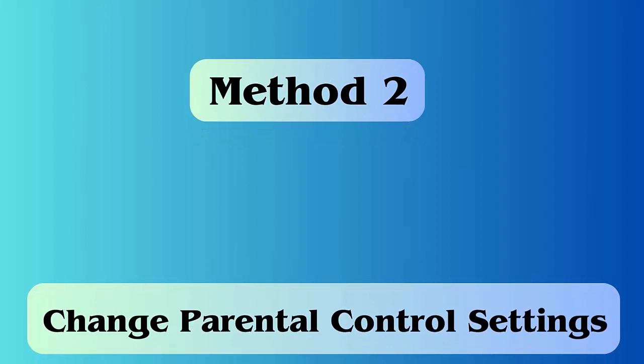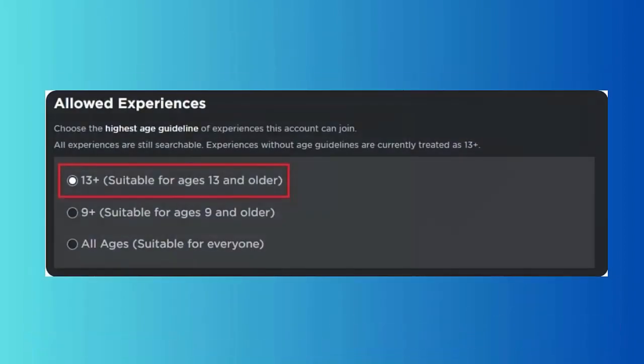Method 2. Change parental control settings. First, open Roblox app on browser, log into it. Now, tap on gear icon, select settings. Here, click on parental controls option. Now, select appropriate age or select all ages, suitable for everyone, option.